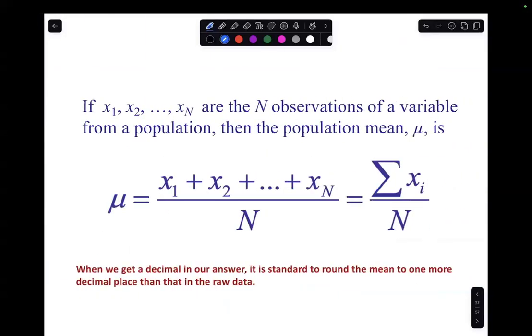So this is just the formula. This right here just means add them all up. That's all it is. That big sigma, that's a capital sigma. It just means add them all up. Don't even worry about it.